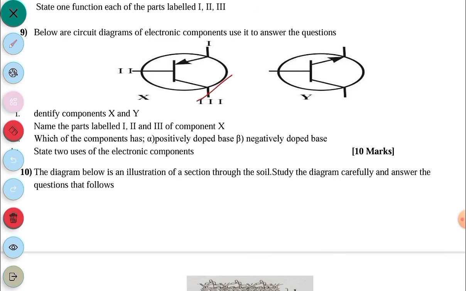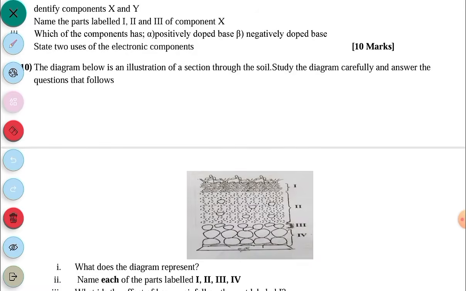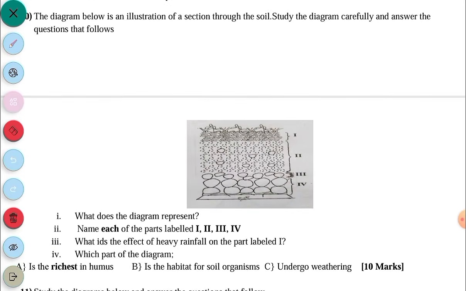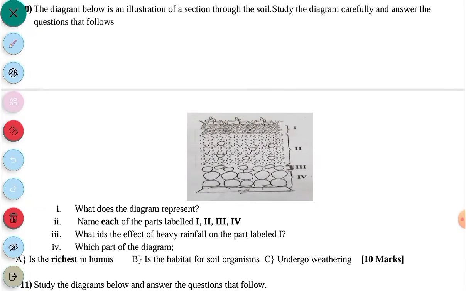Then we move on to the next question. State two uses of the electronic component. So one is used for signal amplification, and then it's also used in switches. So the switch that we use in various electrical devices. So question 10.